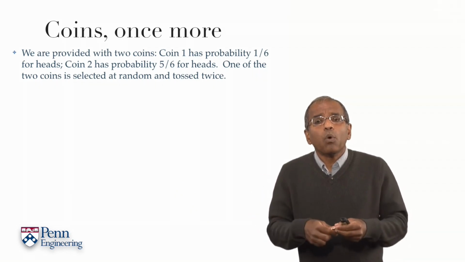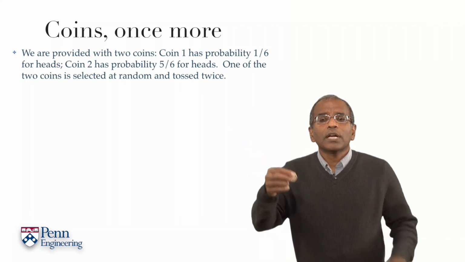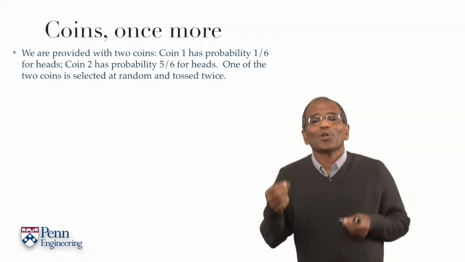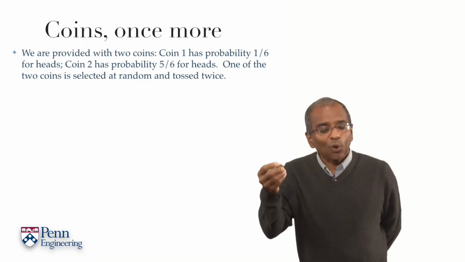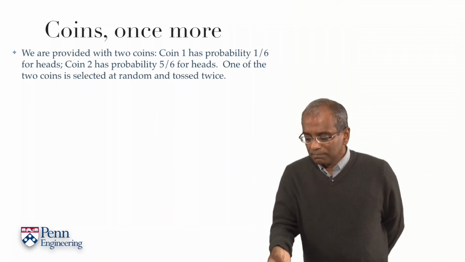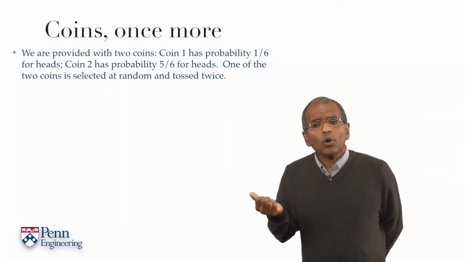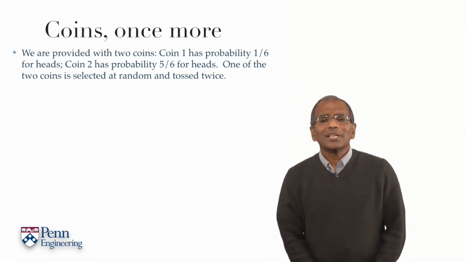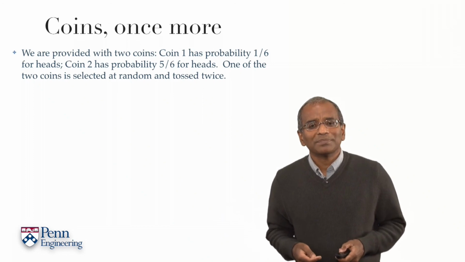We select one of these two coins at random. We are equally likely to select one coin or the other. Having got the coin, we pick it, put away the other coin, and toss the chosen coin twice. Okay. What is the probability space that is appropriate for this problem?